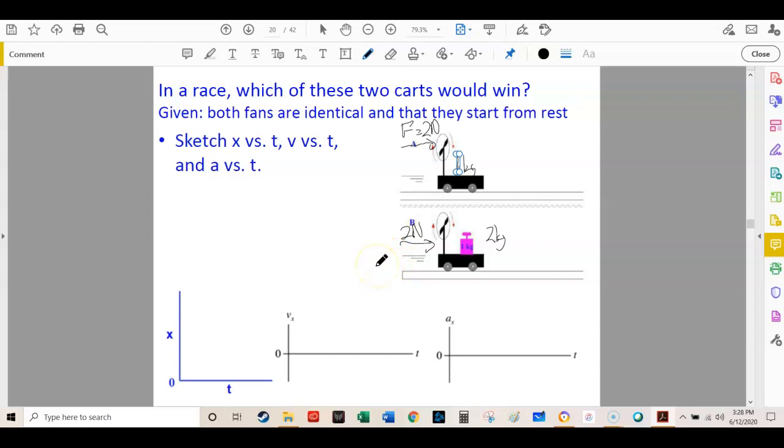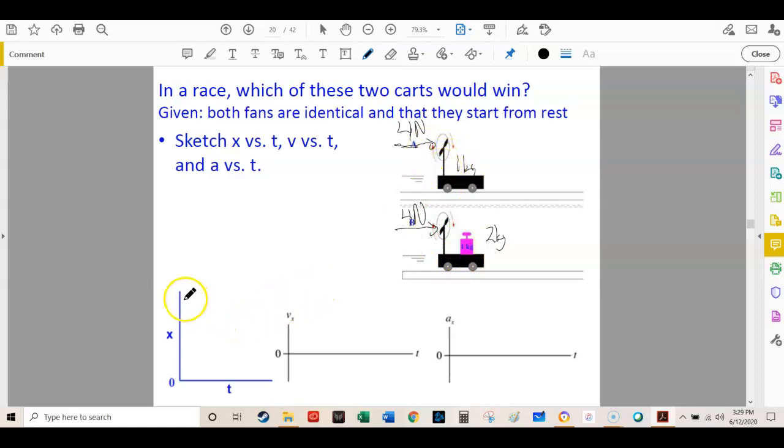Okay, so actually let's make it 4 newtons. We'll put 4 newtons of force. So both fans are the same type of fan, and they have the same setting, so they're both set to high, which is 4 newtons of force. So the cart is going to be pushed to the right with 4 newtons of force, and this cart here on the bottom is 2 kilograms. This cart on the top is 1 kilogram.